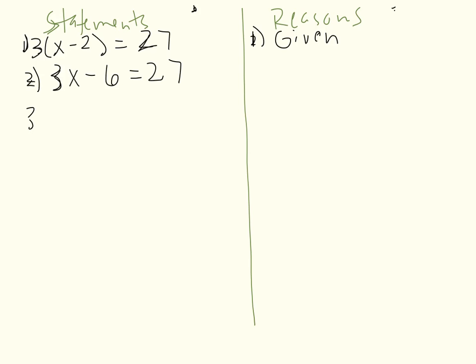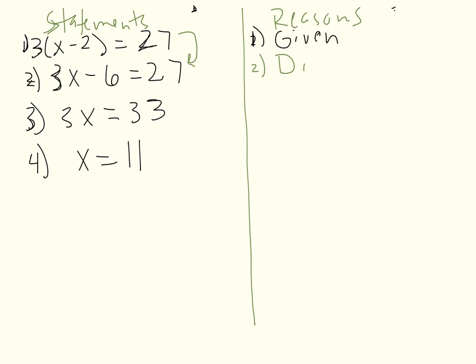My third step, I could write as 3x is going to be equal to 33. And my fourth step, I could have x is equal to 11. Now on the right hand side with your givens, for my second step I have to think, what did I do? How did I get from here to here? Well, I distributed, so I'm going to write distribute.